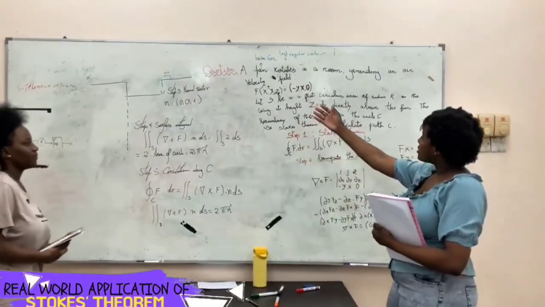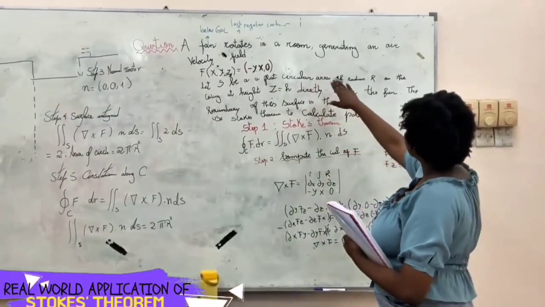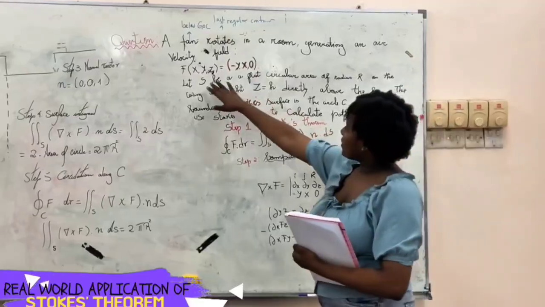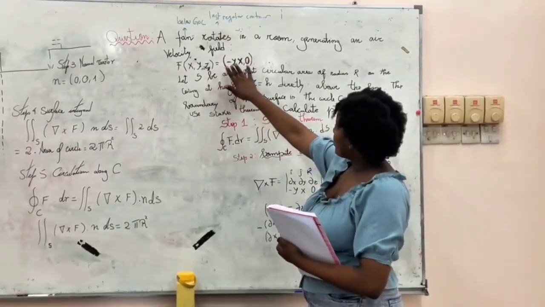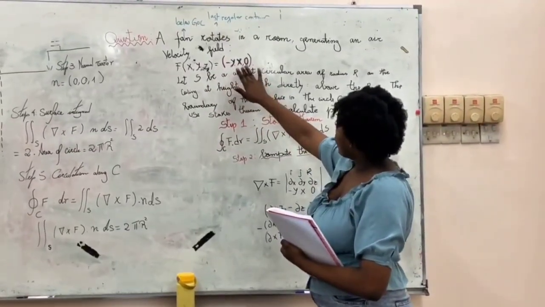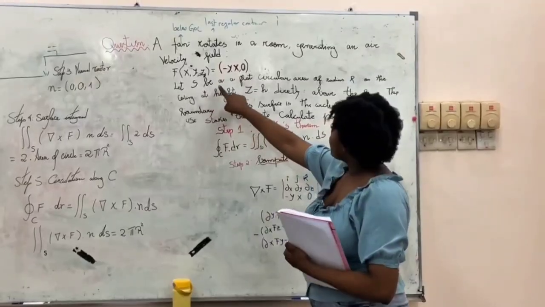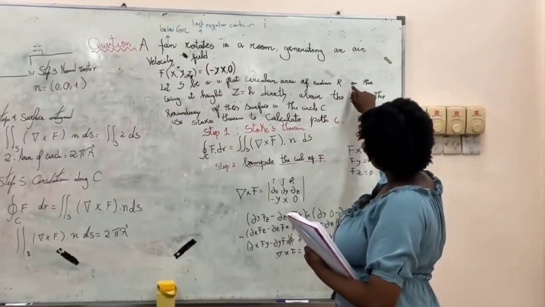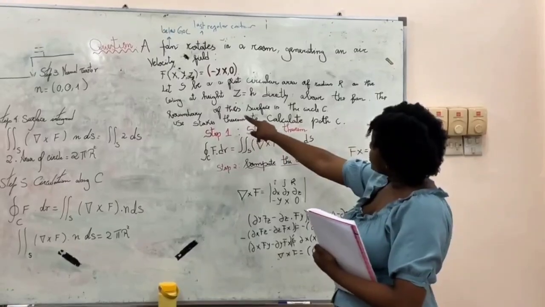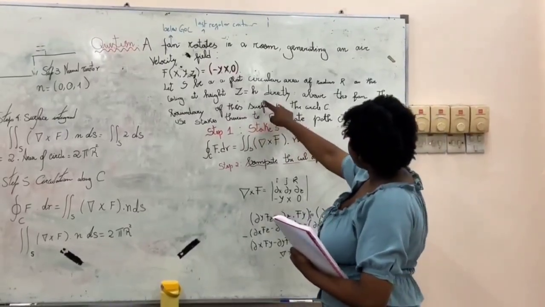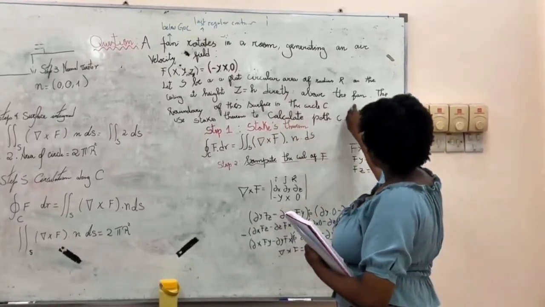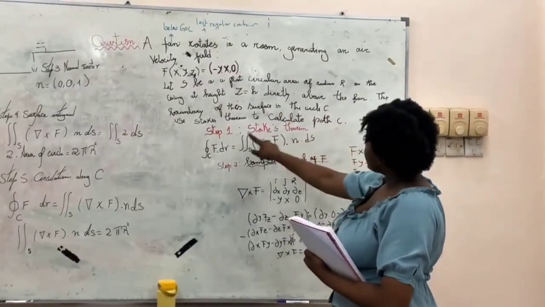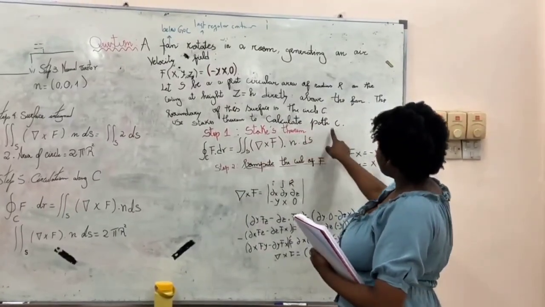We have the question which says: a fan rotates in a room generating an air velocity field F of x, y, and z equals minus y, x, and 0. Let S be a flat circular area of radius r on the ceiling at height z equals h, directly above the fan. The boundary of this surface is the circle C. Use Stokes theorem to calculate the line integral along C.